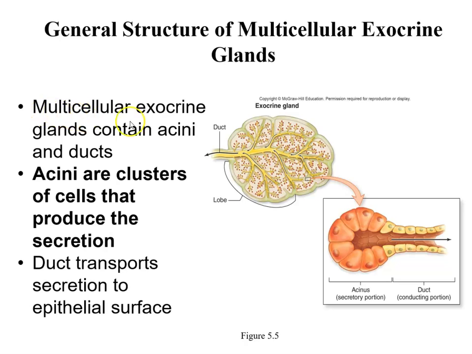Okay, so multicellular exocrine glands contain acini and ducts. Acini are the clusters of cells that actually produce the secretion, and the duct transports the secretion to the epithelial surface. And you can see this here. Here's an acinus. That's the singular of acini. This is the area of the gland that actually produces the secretion, and then the secretion travels through the duct to the outside of the body.